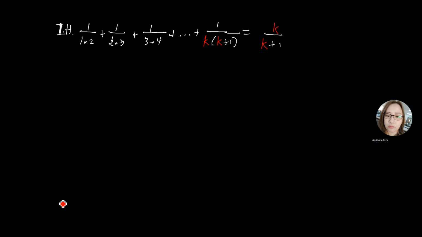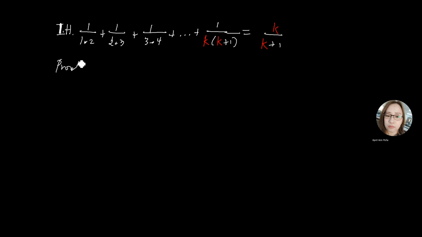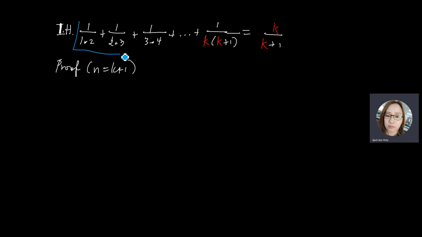Next, proof. So in the proof, n will be k plus 1. So remember, you're just going to copy the left side of your induction hypothesis. So we do have 1 over 1 times 2 plus 1 over 2 times 3 plus 1 over 3 times 4. So you just copy it. Dot, dot, dot, or the ellipsis, plus we do have 1 over k times k plus 1.